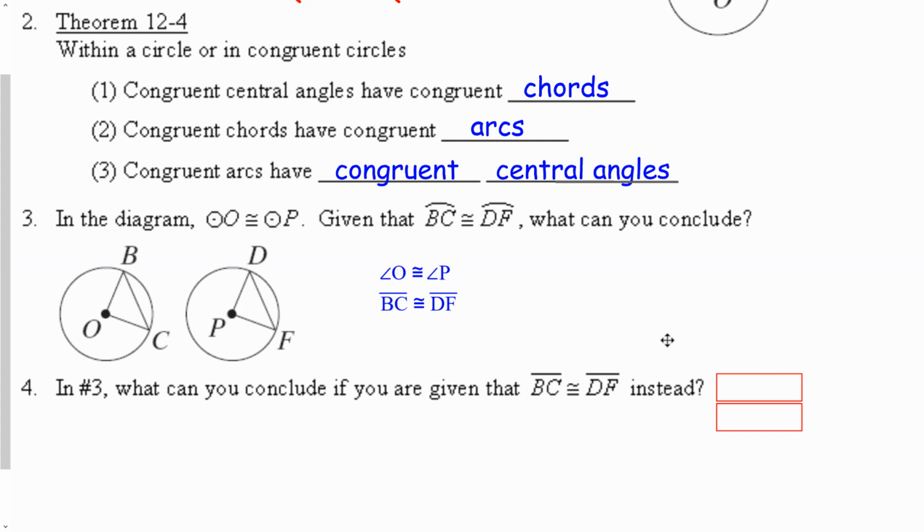Now, if we use the same picture in number 3 for number 4, but we're changing the information that we're given, we're now told that the chords are congruent instead of the arcs being congruent like they were up here. This changes just one of our answers. If we have congruent chords, we still know that we would have congruent central angles. So angle O is still congruent to angle P. But now the second answer is what's different. We would now be able to say that the related arcs, so arc BF and arc DF, are congruent to each other.